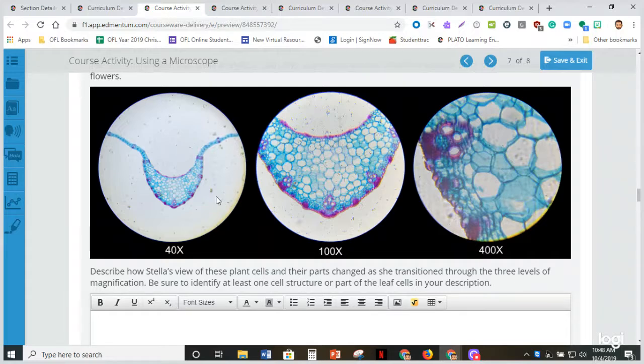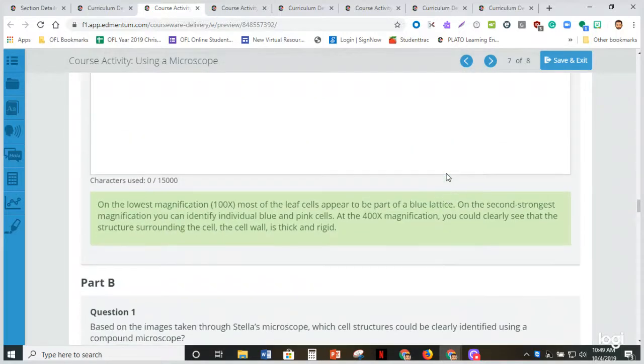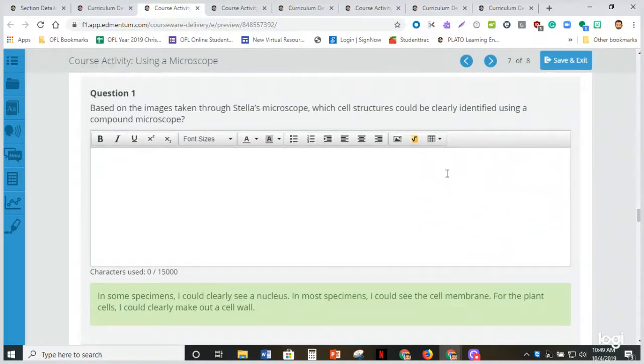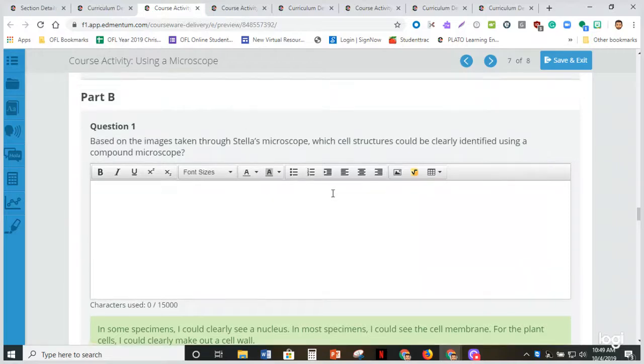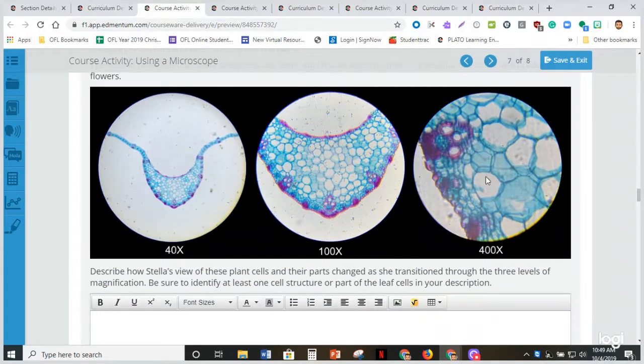So what can you see? What part of the cell, of the plant cell, really becomes apparent as you increase in the magnification? Based on the images taken through Stella's microscope, which cell structure could be clearly identified using a compound microscope? So what could you clearly see as you look through these?